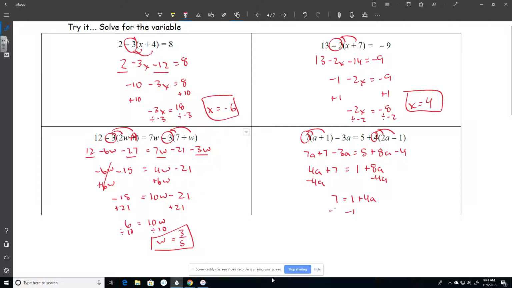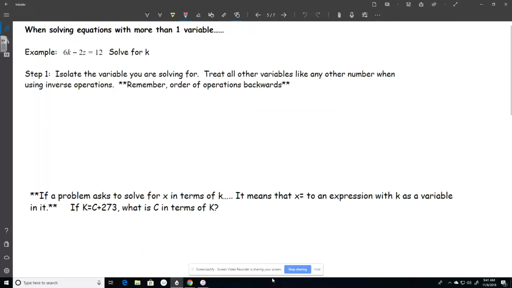Minus 1 from both sides. 6 equals 4a. Divide by 4. So a is equal to 6/4, which equals 3/2. That would be your final answer. Okay. Most of this you've seen before. For some of you, this part will be a little bit more new.